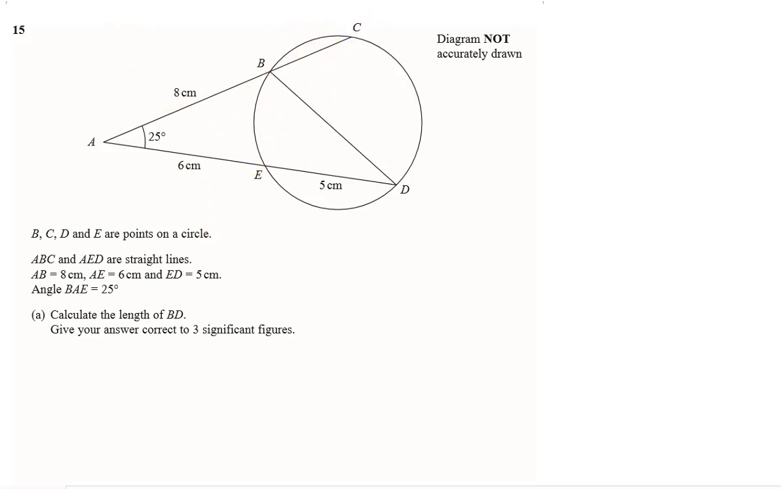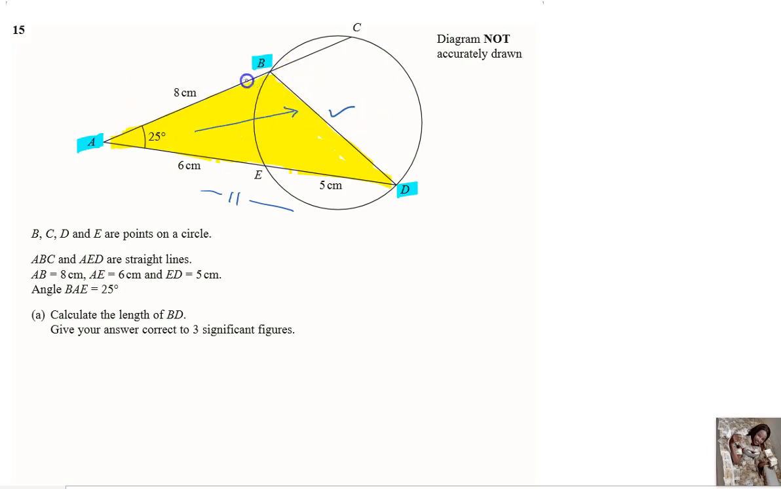Now we have this triangle A, B and D. We have to find the length BD. In this triangle, this side is 8, this side is 11 and one angle is given. The third side is not given. So in that case we use the cosine formula.